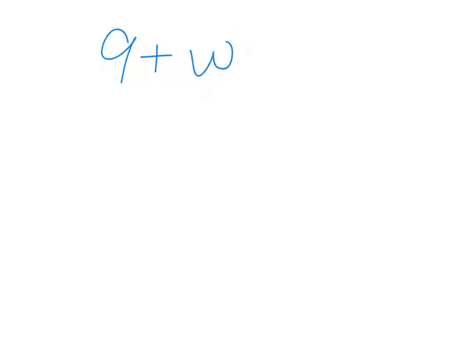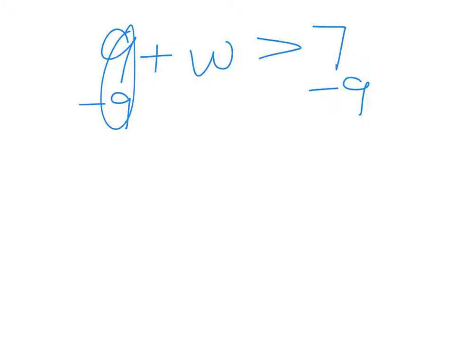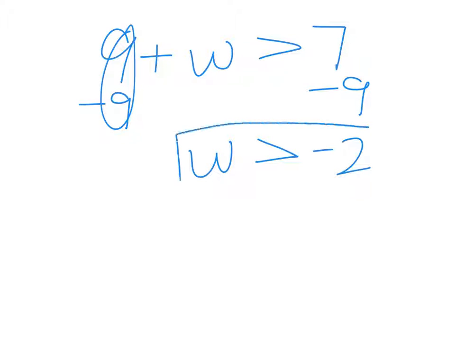Again, this one should be pretty easy, but I do want to make sure that you understand we're getting rid of the 9, and the 9 is positive, so don't forget that we are subtracting 9 from both sides, because a positive and a negative will cancel each other out. And w is greater than negative 2. By the way, as I do these, if you can do them faster in your head, do that.